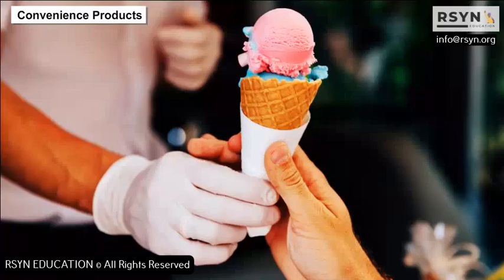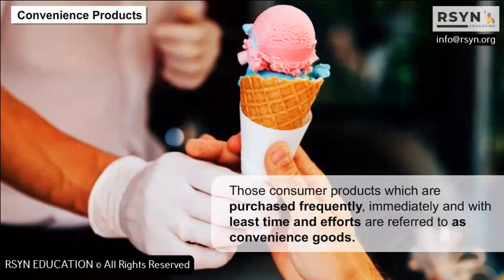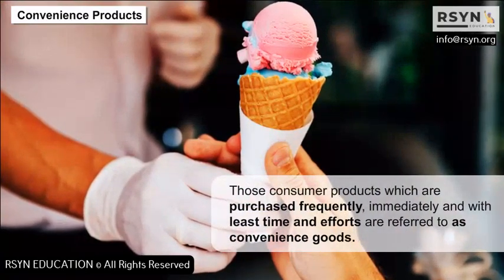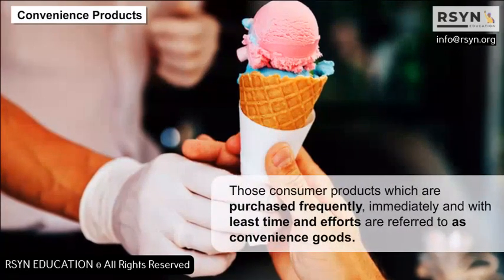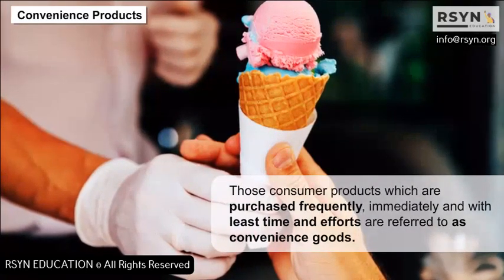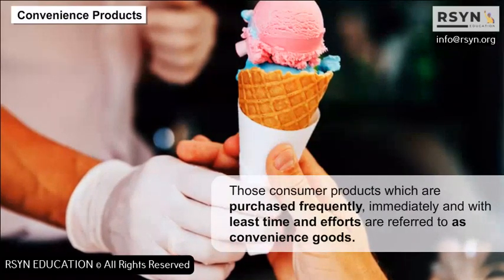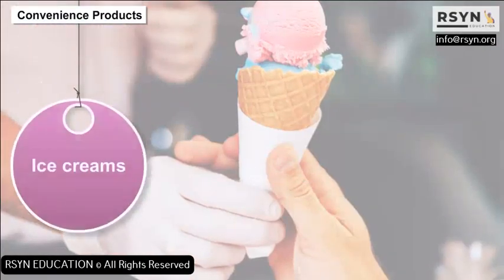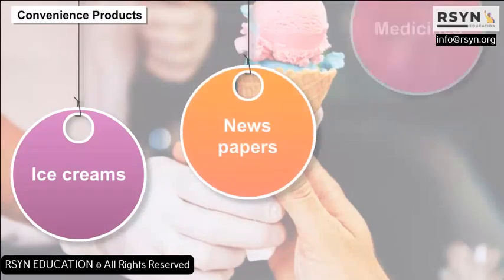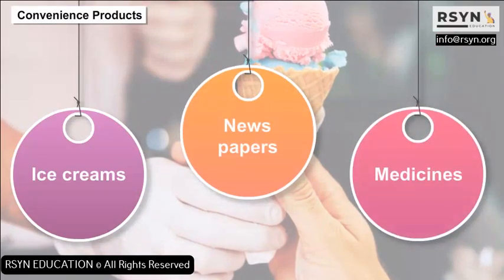Convenience products. Those consumer products which are purchased frequently, immediately, and with least time and effort are referred to as convenience goods. Examples of such products are ice creams, newspapers, medicines, etc.